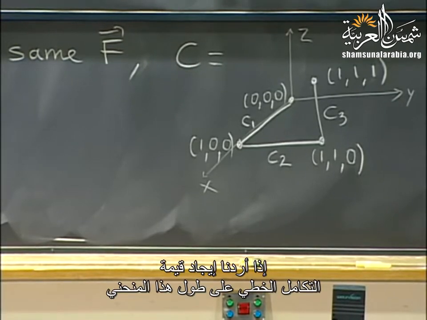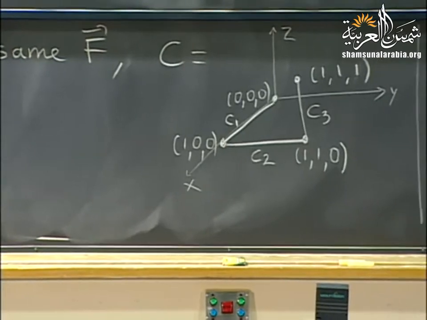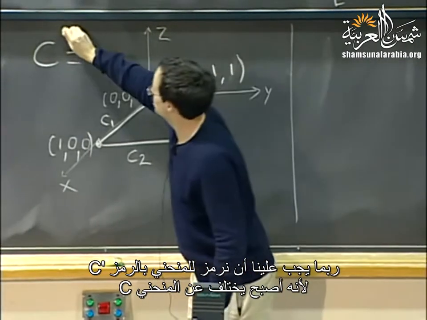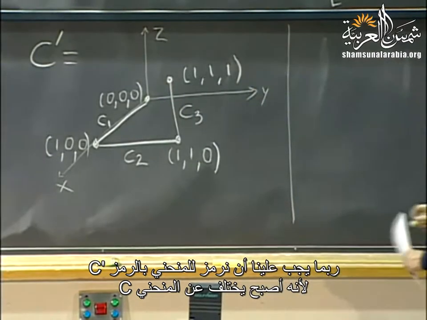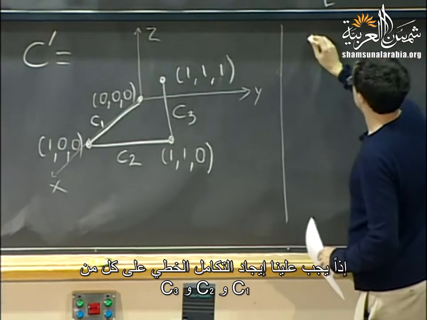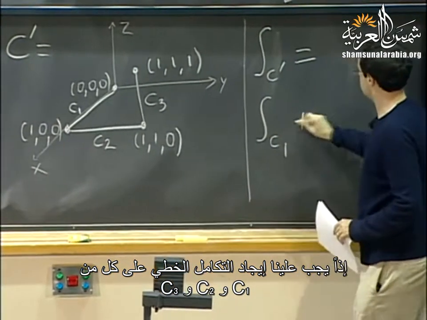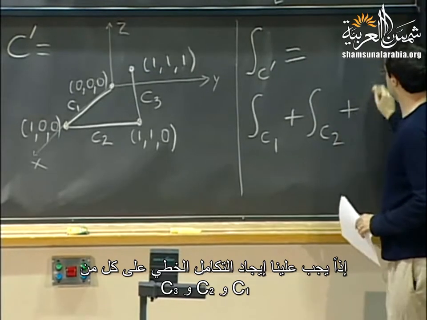Okay, so if we want to compute the line integral along this guy, then we have to actually break it into a sum of 3 terms. Okay? So, well, actually, maybe I should call that C prime, not C, because it's not the same C anymore. So I want to do the sum of the line integrals along C1, C2, and C3.